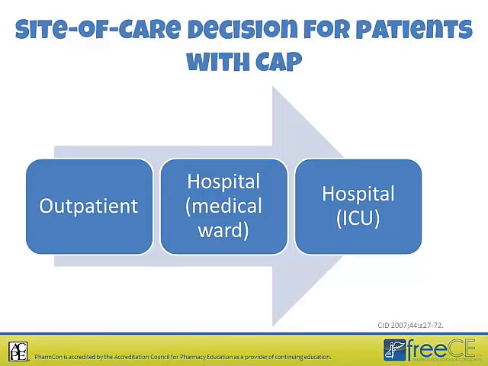So we have three potential places that we could treat someone with community-acquired pneumonia. We could treat them as an outpatient, which is definitely going to be our least costly option. We could treat them in a hospital in a general internal medicine ward, which is where I practice, or we could treat them in the hospital in an intensive care unit, which is going to be our most expensive option.